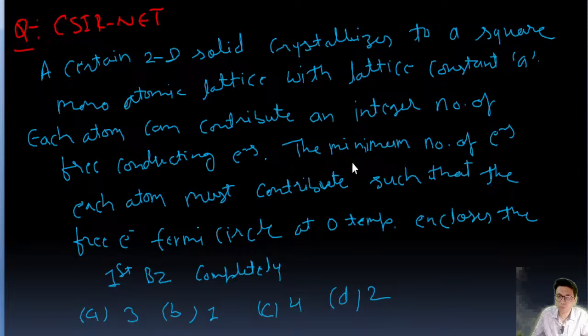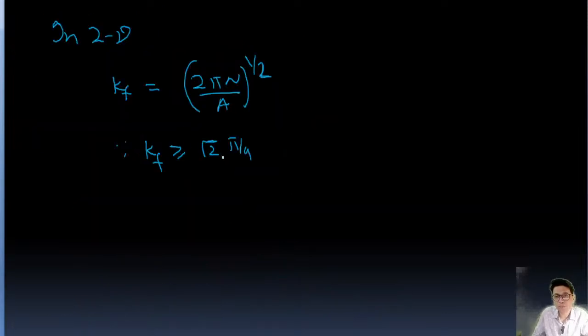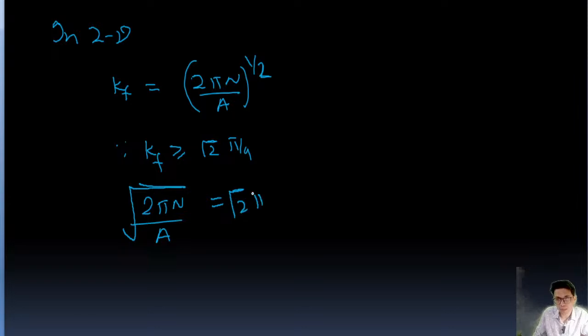In that case, Kf is equal to root 2 π/a. So here we need to find the minimum number of electrons that must contribute such that the free electron Fermi circle, that is the Fermi surface, encloses that completely. So this should be greater than or equal to root 2 π/a. Now we'll put the value. Kf we know is (2πn/a²)^(1/2).